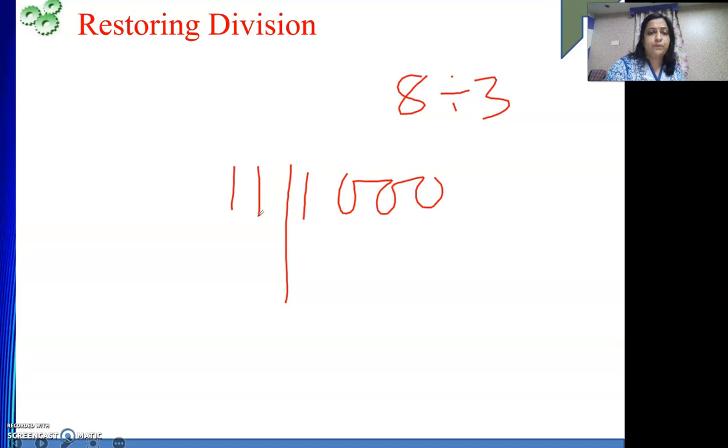How would the machine perform this? First, it will consider the first bit of the dividend, and this 1 1, the 3, will be subtracted from this 1. When we subtract 1 1 from 1, we get a negative result. When we get a negative result, that means the division was not successful, so this bit of the dividend contributes 0 in the quotient part. After the subtraction, we keep the result in this position.